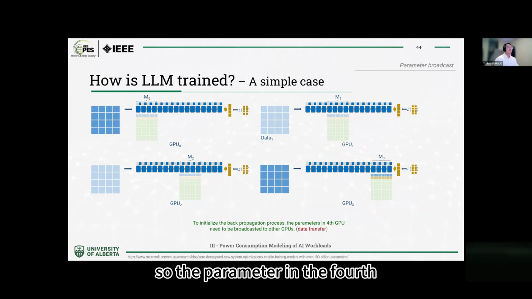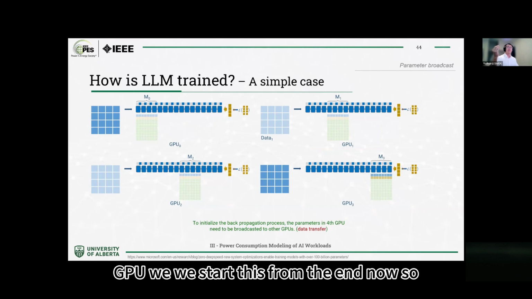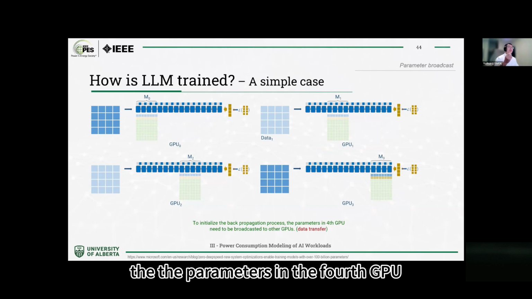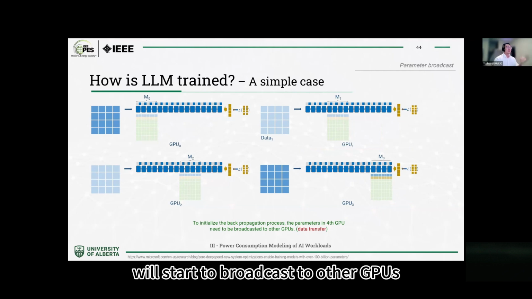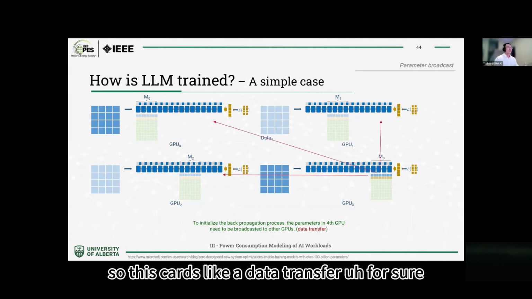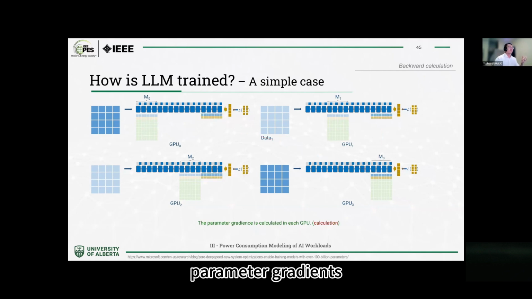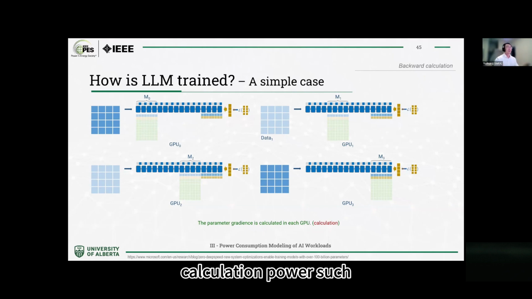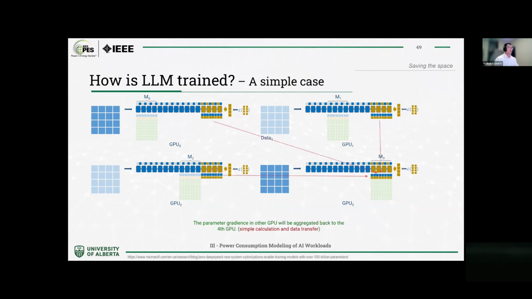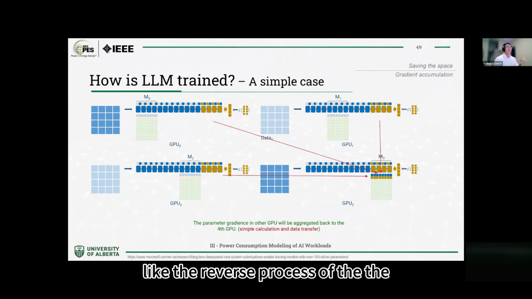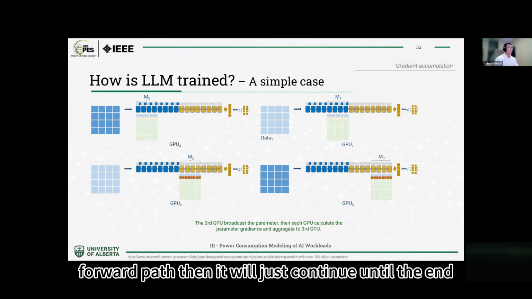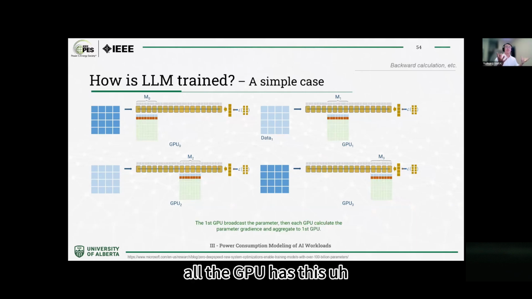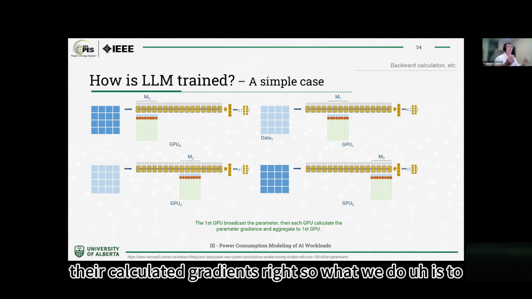We start from the end now, with the parameters in the fourth GPU. The parameters in the first GPU will start to broadcast to the other GPUs, which causes a data transfer for sure. Then the parameter gradients will be calculated in each GPU, and this causes a calculation power surge. The whole procedure is just like the reverse process of the forward path, and it continues until the end. At the end, all the GPUs have their calculated gradients.